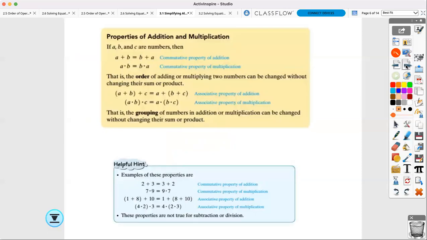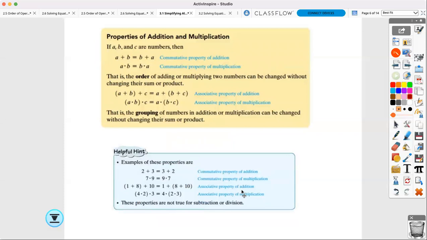So now we have the properties of addition and multiplication. So we have the commutative property of addition and multiplication. Now, I'm gonna go ahead and give you about 4 minutes on this, guys, and if I need more time, I'll add another minute or 2.